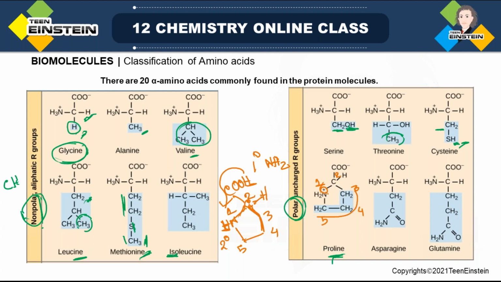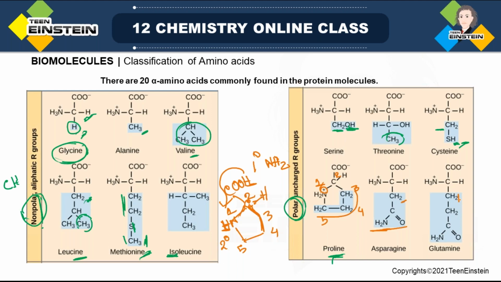So this is proline. The next one is CH2CONH2. So here we have an amide group CONH2 and also another CH2. So this blue part, if you see, is CH2CONH2. The name is asparagine. Then glutamine. Glutamine is just like asparagine, the only difference is one extra carbon. Otherwise, there is no difference.